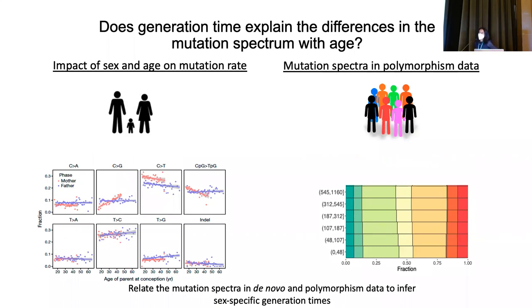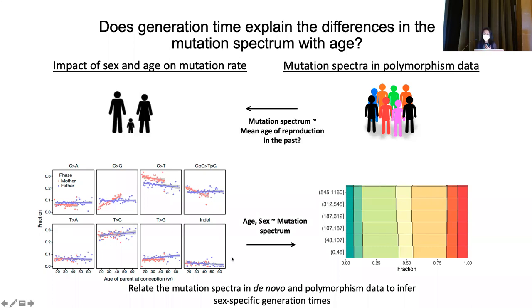Now, finally, we wanted to investigate how generation time plays a role. How many of these differences that we see can be simply explained by differences in generation time over human evolution? In order to do this, we went back to the pedigree data, where we can again look at the different mutations in different contexts, but from the pedigree data, we can learn how the rate of those mutations depends upon the age of the parents. And then we can look at the same parameter in polymorphism data, and relate back to try to infer the generation time in the past.